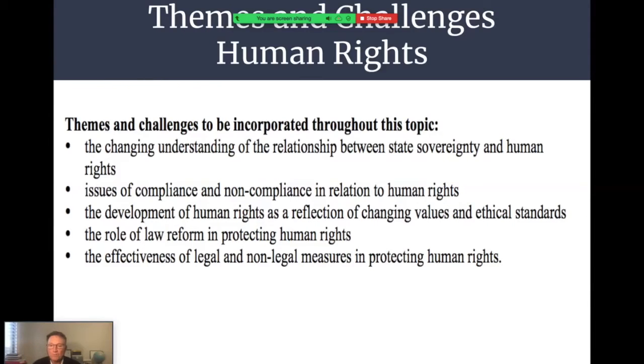Law reform is a topic area which is focused in human rights, but also focused in a lot of the other topic areas as well. You need to know the whole law reform process and be able to specifically refer to examples of how the process was put into action and how effective that law reform process has been. Need to also focus, when we're studying legal studies, both the legal and the non-legal measures used to protect human rights, and how effective those measures have been.